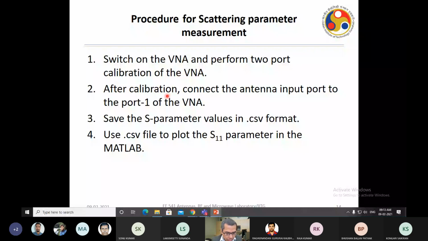After that, how do you post-process it? That would also be clearly shown by the tutors. What you do is save your scattering parameter plot in CSV format. You can save it, transfer it to your system, and plot it.